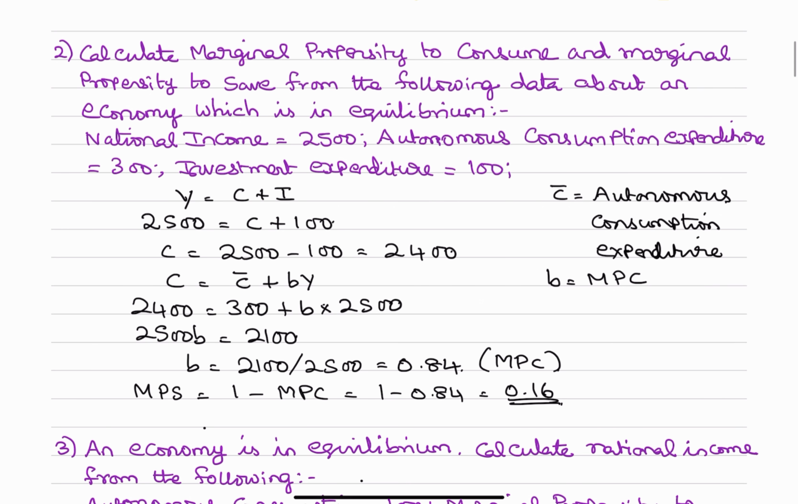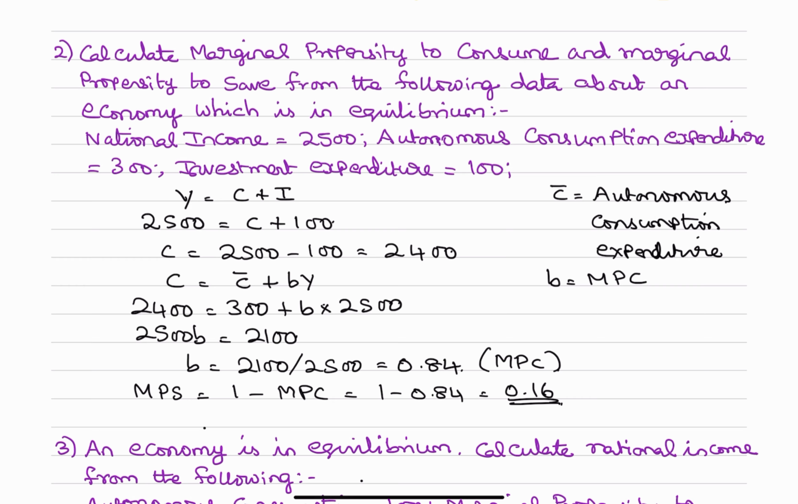Second problem. Calculate marginal propensity to consume and marginal propensity to save from the following data about an economy which is in equilibrium. National income 2500, autonomous consumption expenditure 300, investment expenditure is equal to 100. In equilibrium, Y is equal to C plus I. Y is given 2500, consumption has to be determined, plus 100 which is investment. C is equal to 2500 minus 100, which is 2400.